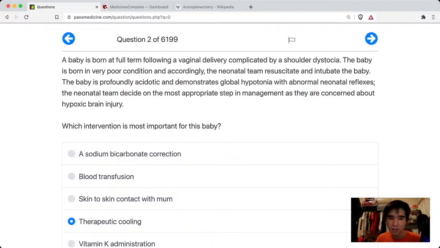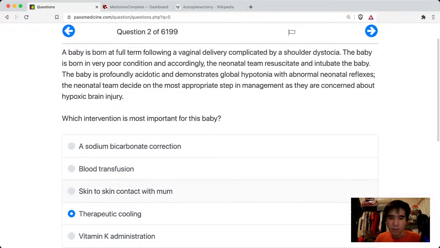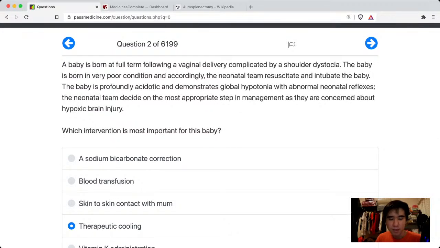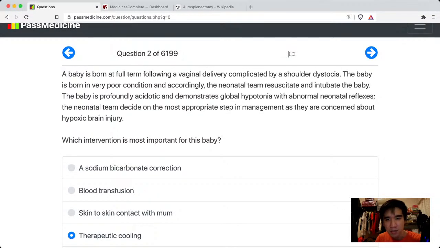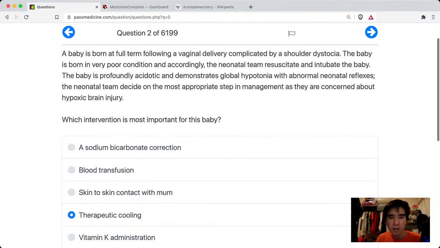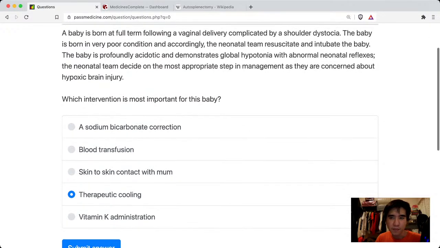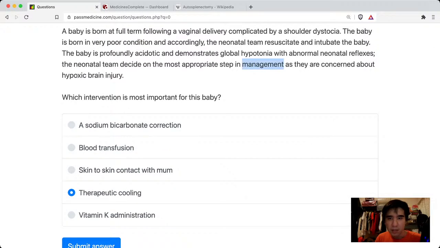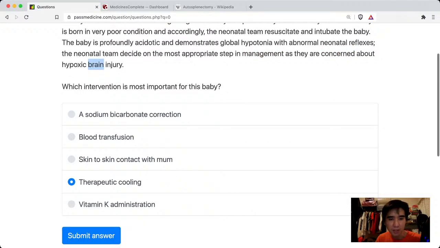Not this if the baby is well enough to be with mom. In this case, it seems like the baby needs urgent care, maybe in the NICU. Yeah, because the baby needed resuscitation and intubation, so definitely not stable enough to be with mom. You need to monitor the baby and treat the and prevent the hypoxic brain injury in this case.